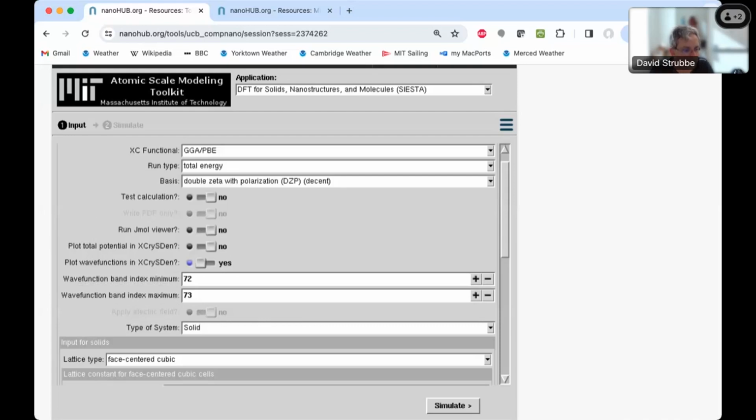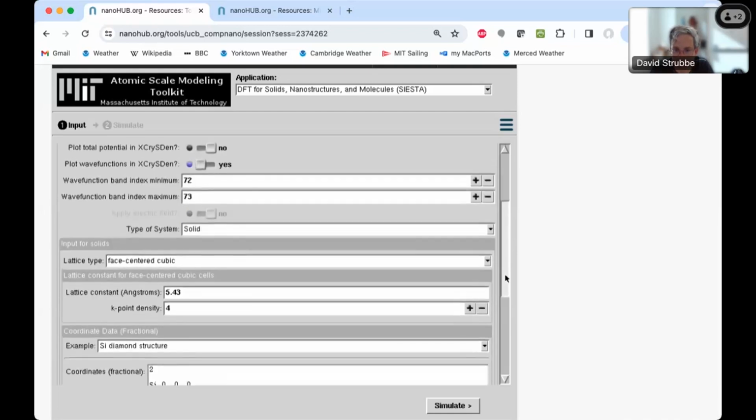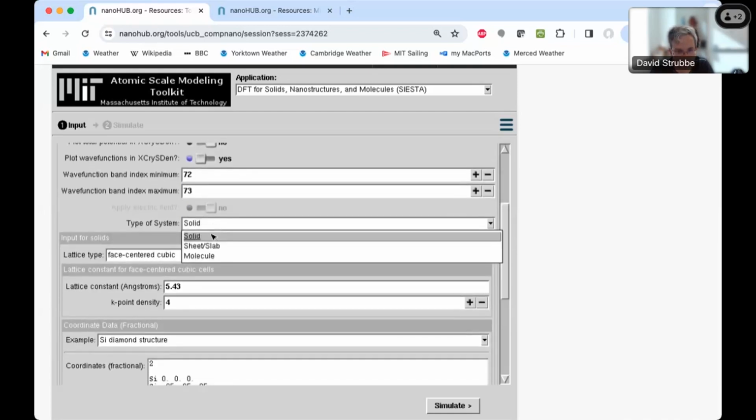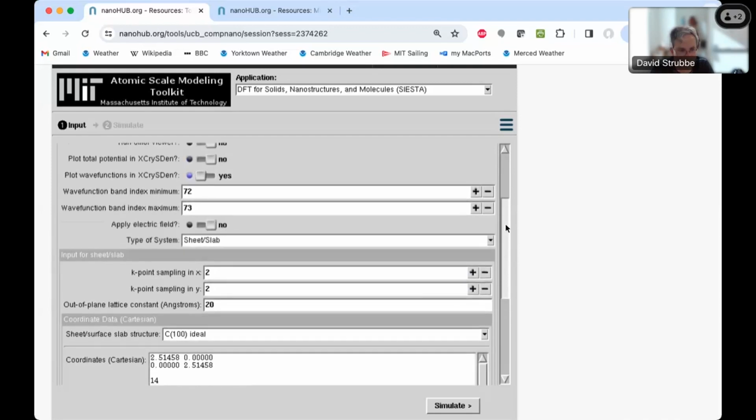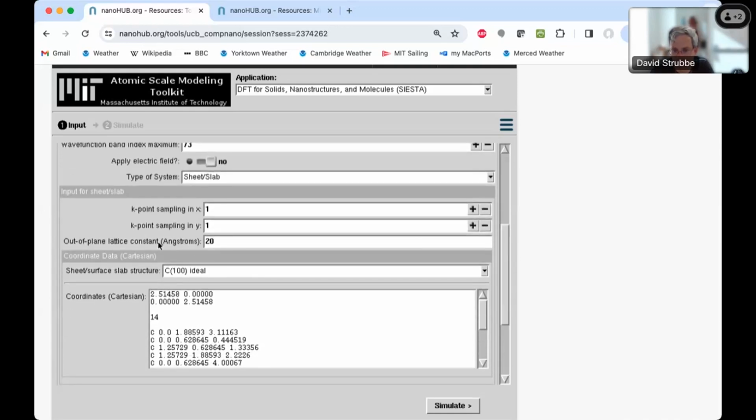Okay, so then there was the question about how we actually set up the structure and whether we needed to use some other software. That's one of the nice things about this GUI. You can enter anything you want, but we have a lot of examples in here. So I'm going to go to sheet/slab, which is appropriate for a 2D material. I'm going to set both of these to 1 to make it a little bit faster. Out of plane lattice constant sets the vacuum space that we have.